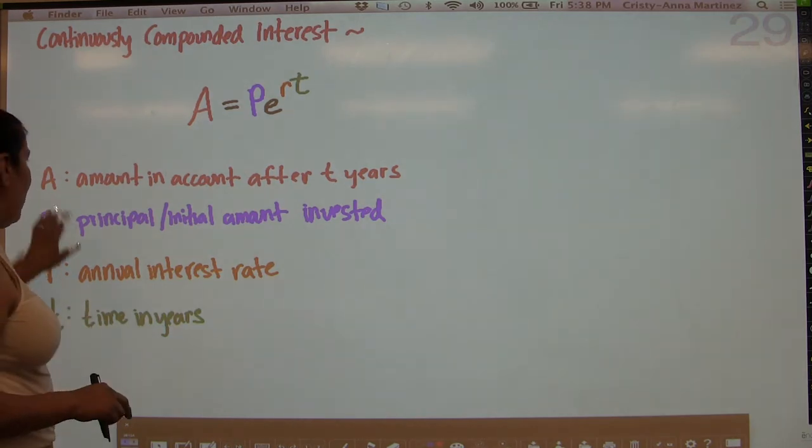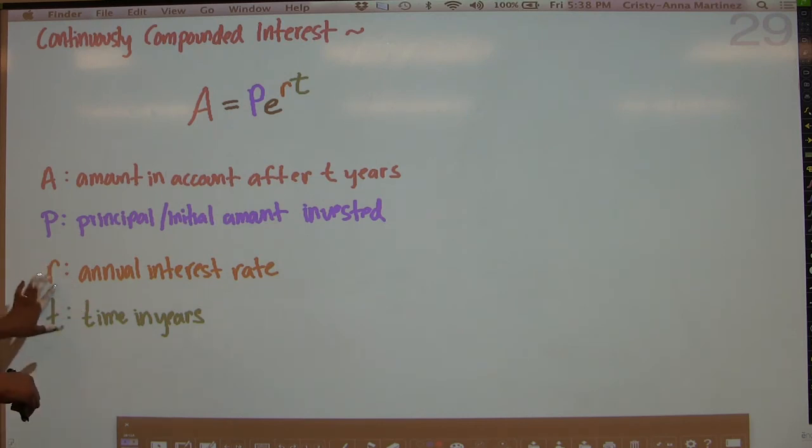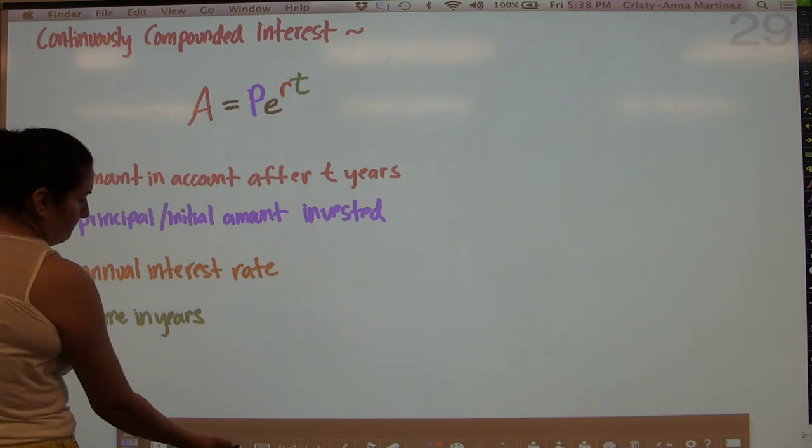So A is the amount in the account after t years. P is the principal, or initial amount that's invested in the account. E, of course, is not a variable. It's a number, approximately 2.718. R is the annual interest rate, and then t is the time in years. So with this formula, it replaces the compound interest formula, 1 plus r over n to the nt, that we had in the previous sections.